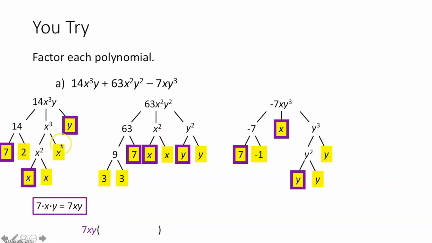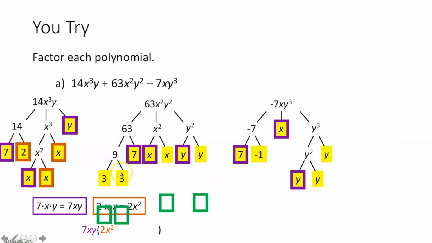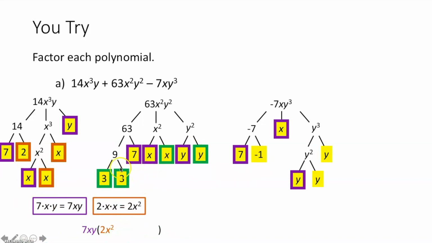Now what goes on the inside? Well, that depends. What's left for each term? The factors that are left for our first term are 2, x, and x. So 2 times x times x, that's 2x squared. Boom, that goes first. Next, what's left here? A 3, an x, and a y. So what's 3 times x times y? That's 3xy. So since that's positive, we write plus 3xy here.